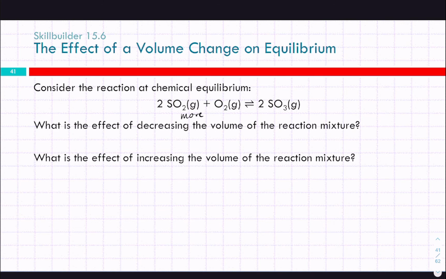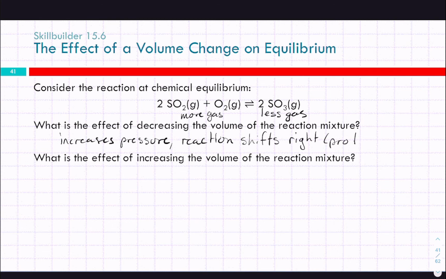More gas. Sorry, I should have written some of this down. It's a lot to keep track of. Okay, so yeah, it shifts to the right. So decreasing the volume increases pressure. Reaction shifts right.